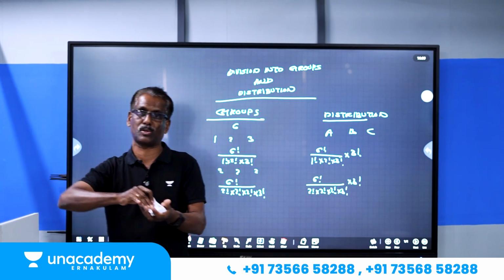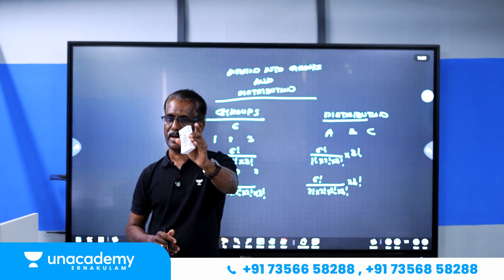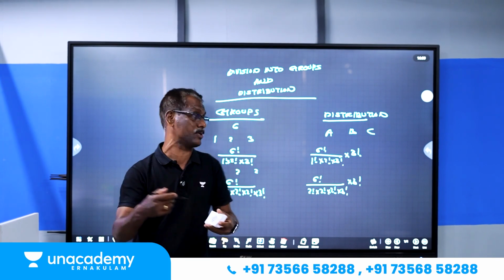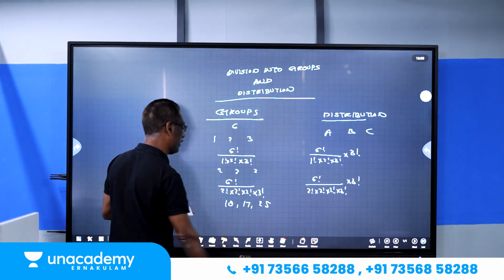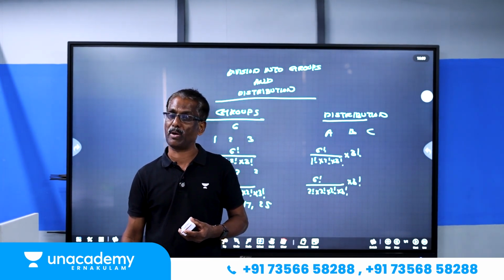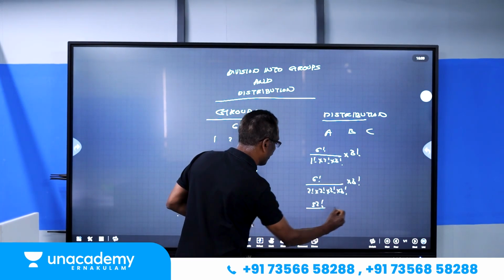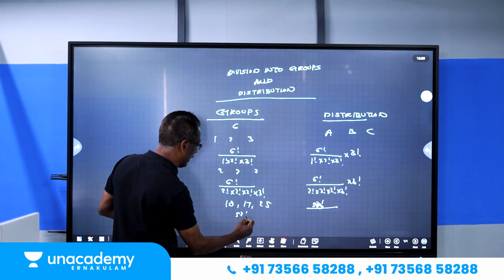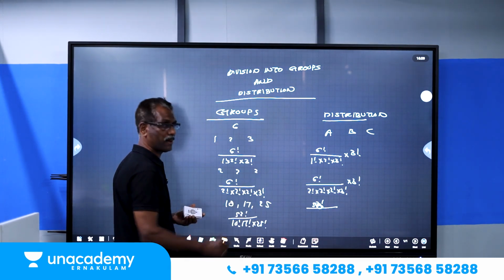Consider the pack of cards. 52 playing cards. I am dividing the 52 playing cards unequally into 10, 17, 25. 10 plus 17 is 27, 27 plus 25 is 52. In that case, what is the answer? 52 factorial divided by 10 factorial into 17 factorial into 25 factorial.